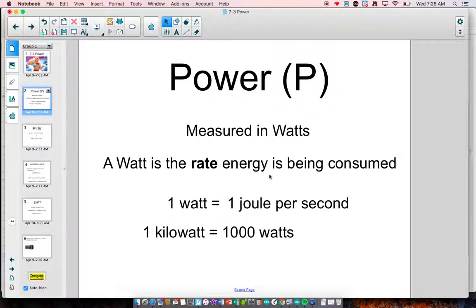And a joule can be converted to all sorts of things. It can be converted to calories. So it is how fast things are being consumed. Appliances are rated by their wattage, and that tells you how fast you're consuming that energy. Like a microwave is going to be working this hard, a fridge is going to be working this hard, and so on and so forth. It's the rate energy is being consumed. 1 kilowatt is 1,000 watts. Okay, super. That's what power is, represented by the letter P.